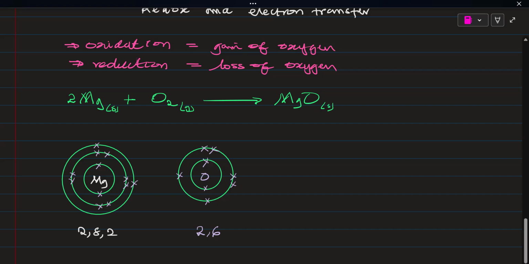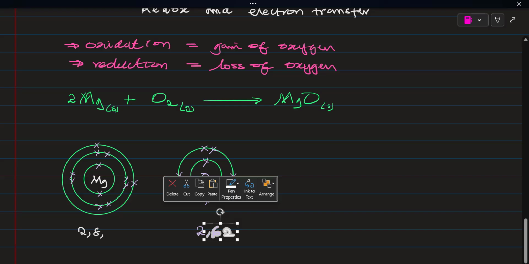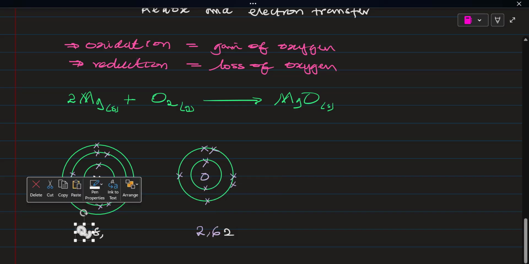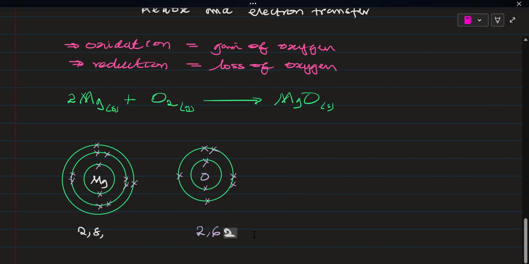So magnesium can lose its valence electrons to oxygen, and if you add these electrons to oxygen, oxygen will have 2 and then 8 electrons, and magnesium will have 2 and 8 electrons as well. Let's show the transfer of electrons from magnesium atom to oxygen atom. Let's use our arrow to show that. Magnesium will lose this electron to oxygen here, and then it will lose the second electron to the other electron of oxygen here as well.